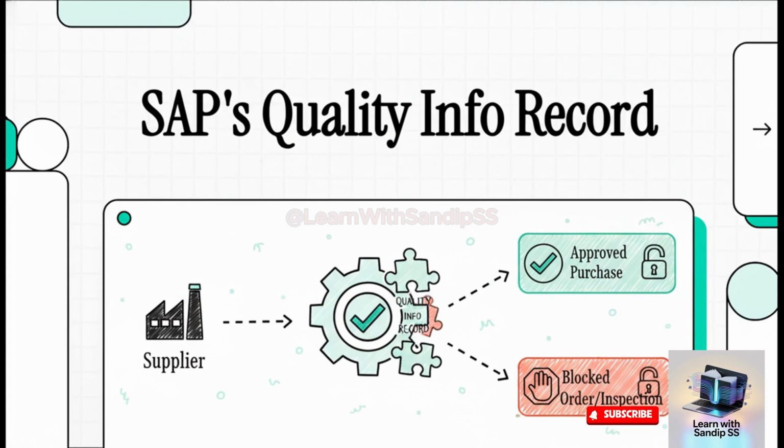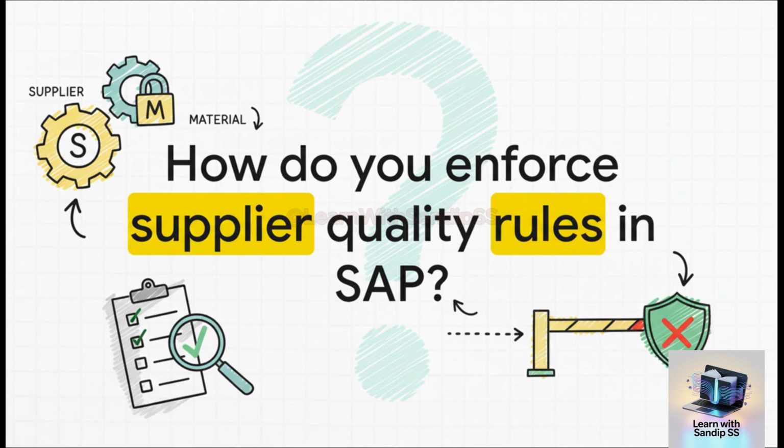In the world of supplier quality, what happens before you even create a purchase order is often way more important than what happens after. Today, we're going to pull back the curtain on a core SAP tool that's like your secret weapon, your proactive gatekeeper, the quality info record for procurement. Most people just call it the QIR, and trust me, it's the key to baking your quality rules right into the purchasing process itself. So let's start with a really common challenge.